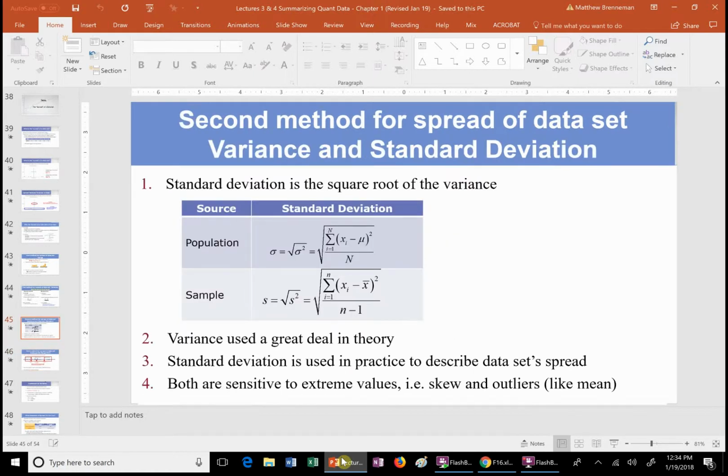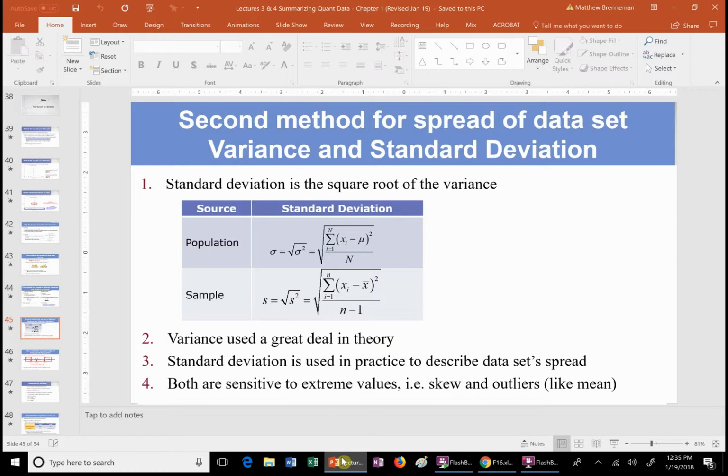The thing that I will mention, though, is the variance we're going to use a lot, because it turns out theoretically the variance has a lot of nice properties. We're going to see that a lot of statistics, when we're trying to do the theory, the variance is a natural way. So it's a really important measure, but when we're reporting the spread, we generally use standard deviation. Again, very sensitive to outliers.